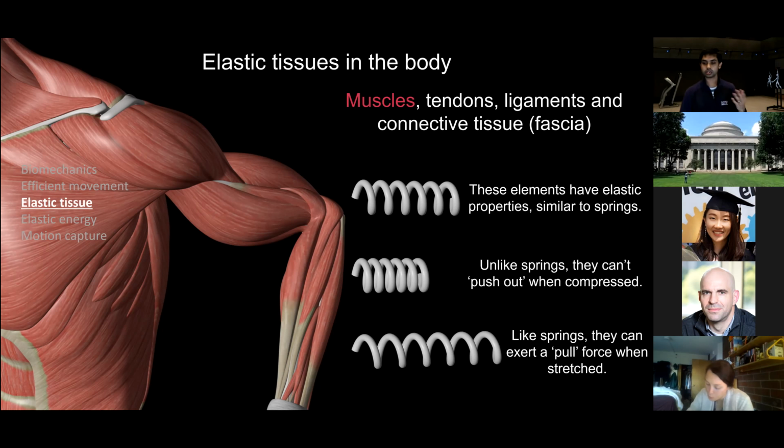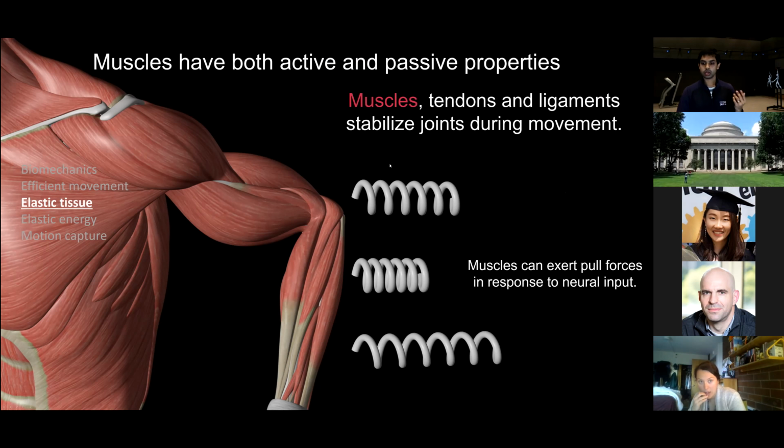Right? So these tissues, which are throughout our body, offer a way of storing and retrieving energy. And how we play our cards, and how precisely we can store and retrieve energy, is one of the most important mechanisms to create good and efficient movement. So muscles are special in the sense that they exert pull forces in response to input from the brain.